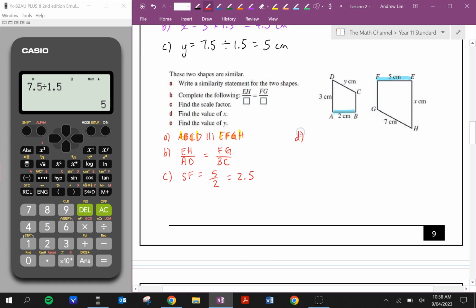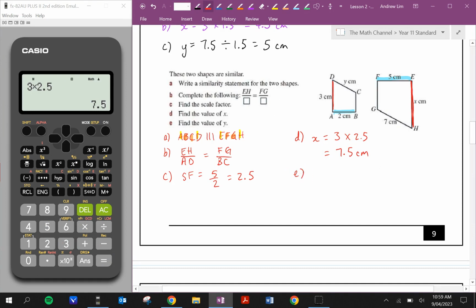And so now we can work out questions D and E. We're going to use the scale factor to work out x and y. X is part of the longer, bigger figure. So the smaller corresponding side is the 3. So we're going to multiply. I'm going to take the smaller corresponding side and multiply by the scale factor 2.5. That gives 7.5. So x is 7.5.